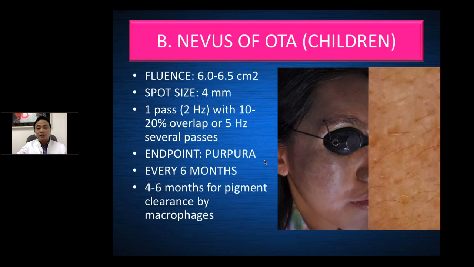For nevus of Ota in children, the setting is a little lower, so it's 6 to 6.5 joules per centimeter squared. The spot size is 4. We do one pass with 10 to 20% overlap at 5 hertz, several passes until we reach our endpoint. And basically, our endpoint for nevus of Ota is not blanching because we're using 1064, but purpura. And it is now recommended that we don't do the procedure every month, but rather wait for 6 months because it takes about 4 to 6 months for pigment clearance by the macrophages.